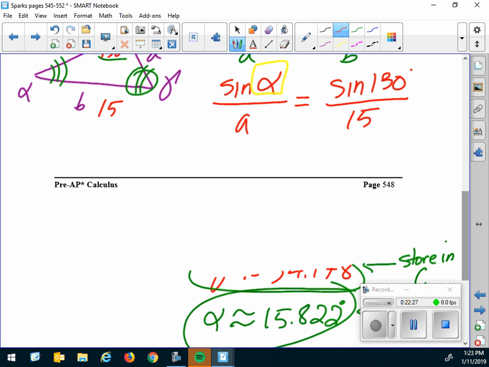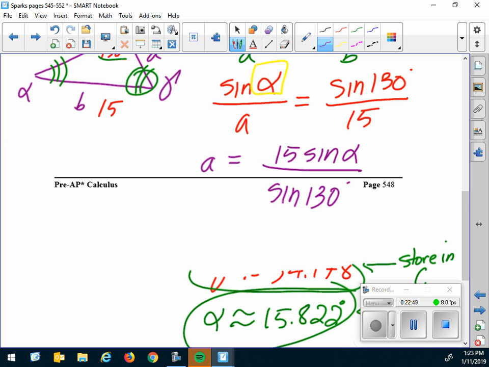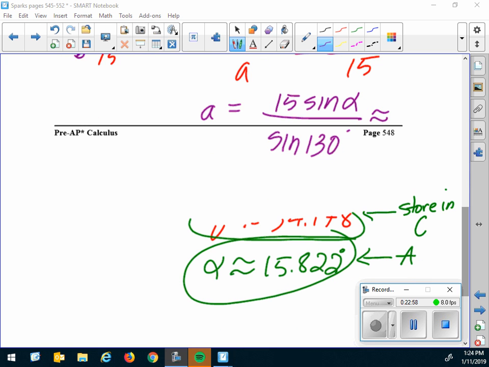Now remember, side A is the piece I'm looking for. I know alpha, it's just stored. How do I solve it? Can you do this all in your head and get A equals 15 sine alpha over sine 130? If you can do that all in one chunk, that's fine. Now, let's go get it. I got 5.339.